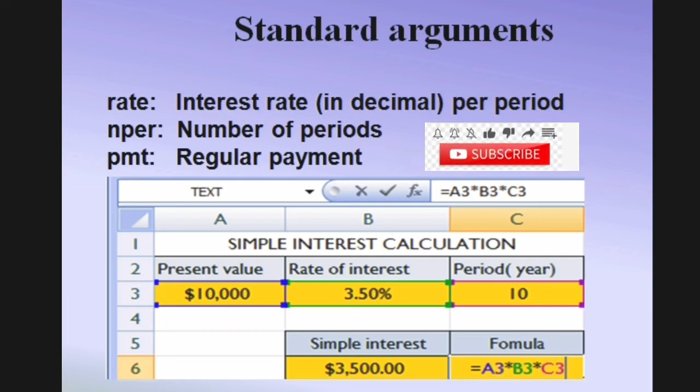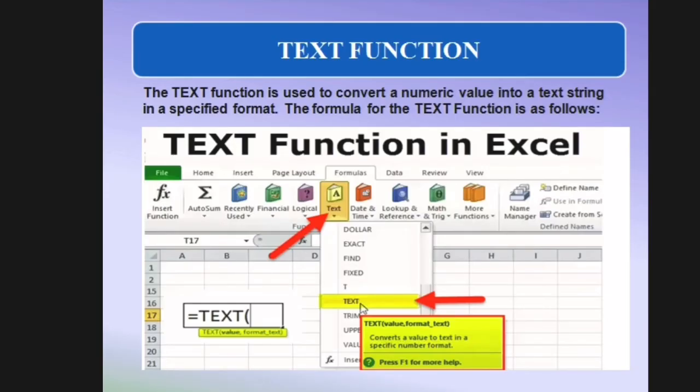Text function. This function is used to convert a numeric value into a text string in a specified format. If you want to use the text function, click on the Formula tab, then select the text icon from the ribbon, then choose the function which you want, like this given in this image.